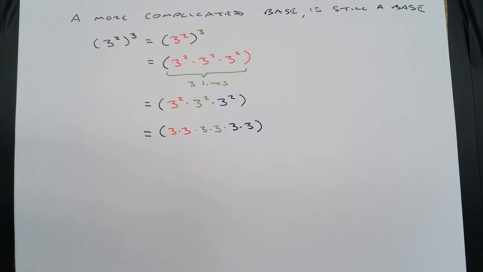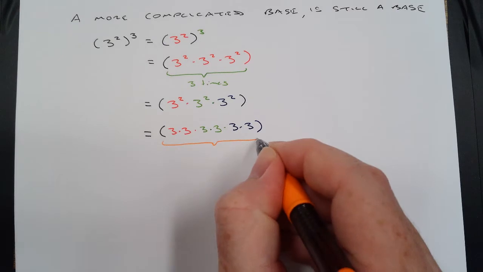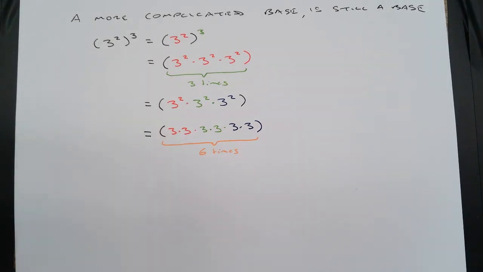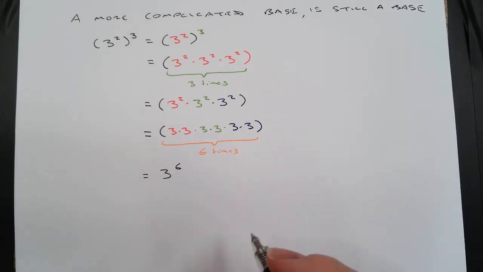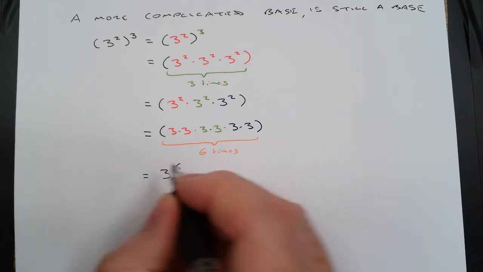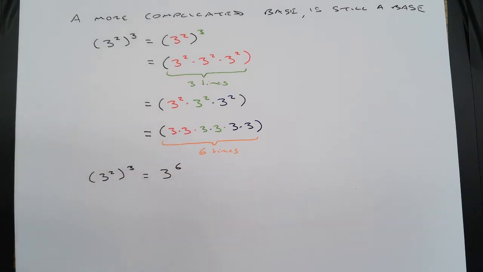Which, if we look at this, is actually 3 six times. So the answer is 3 to the 6th. So we can summarize and say that 3 squared to the third power equals 3 to the 6th.